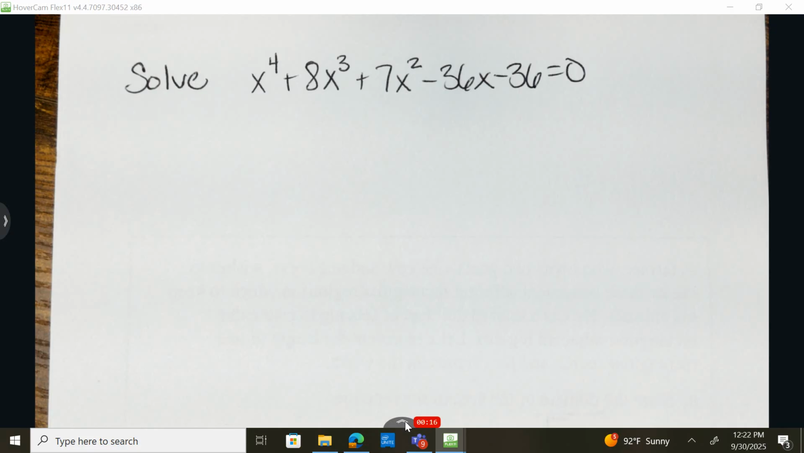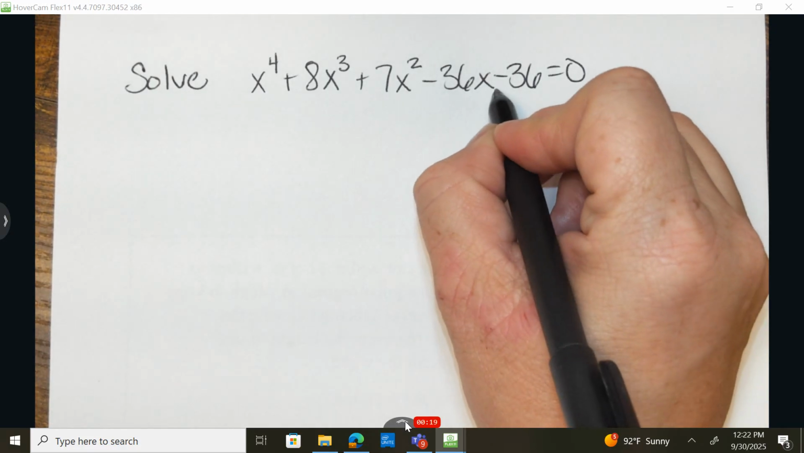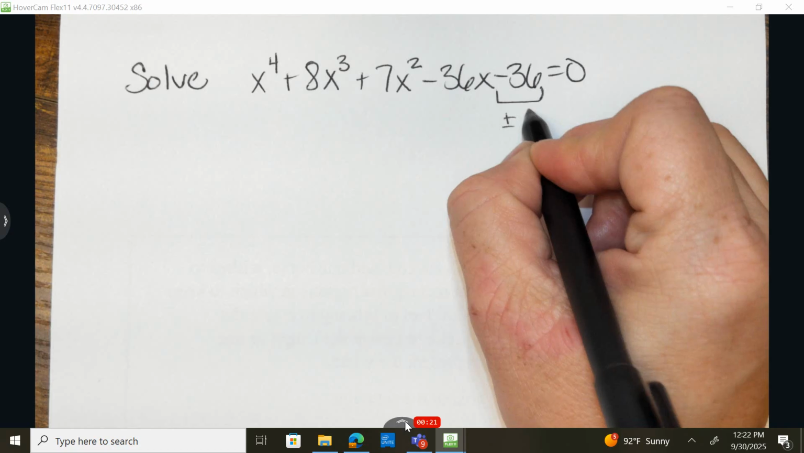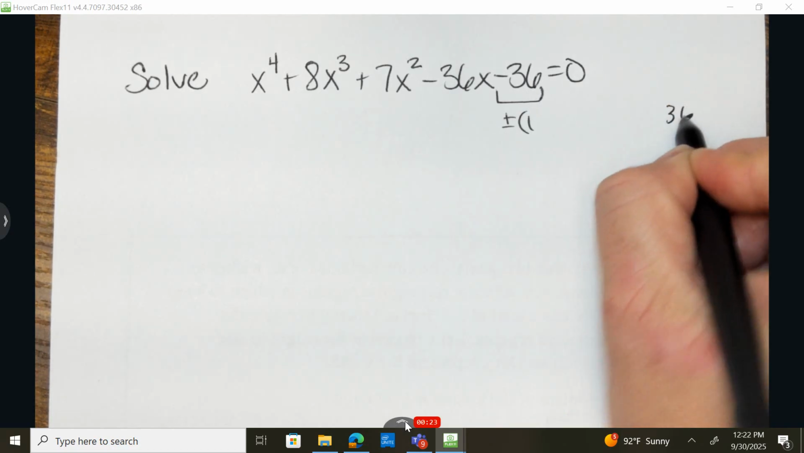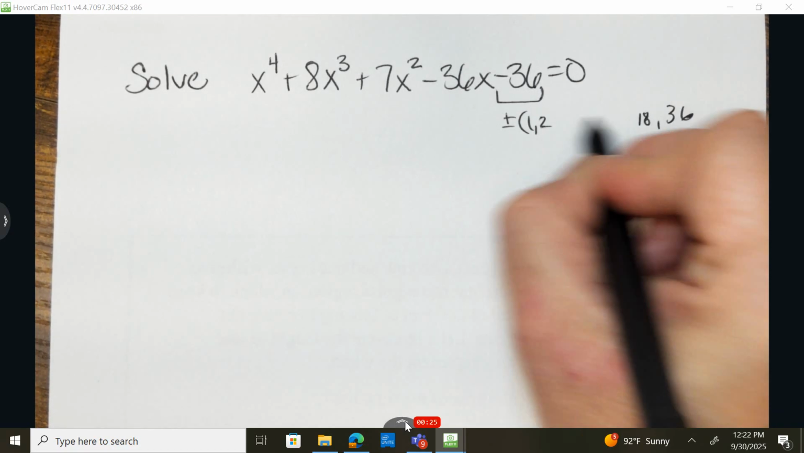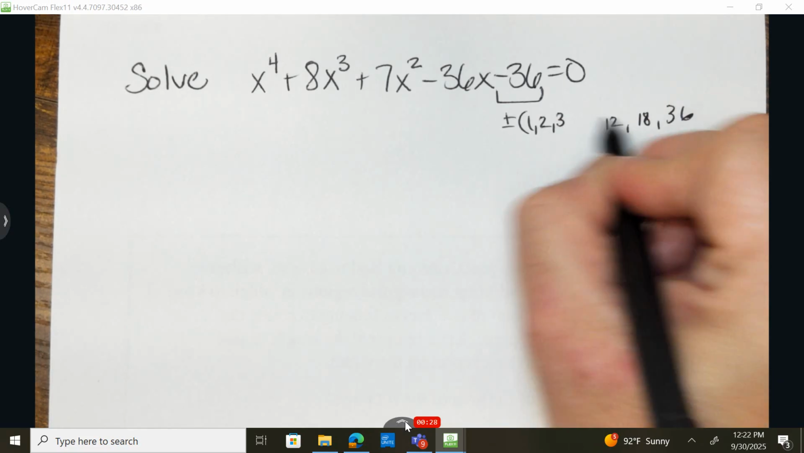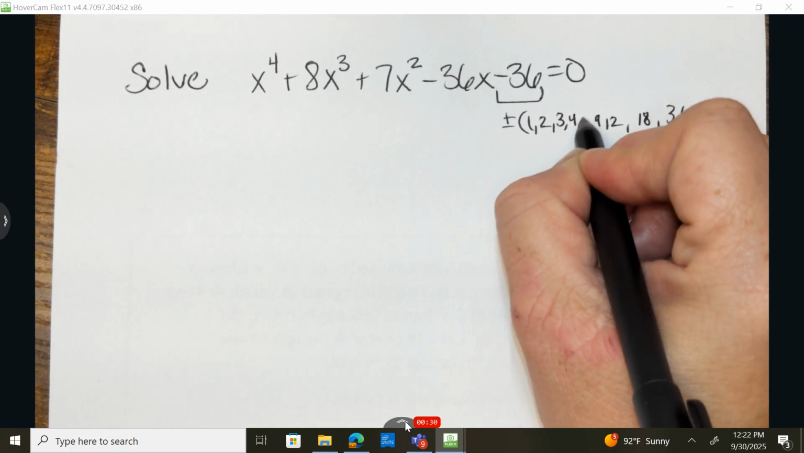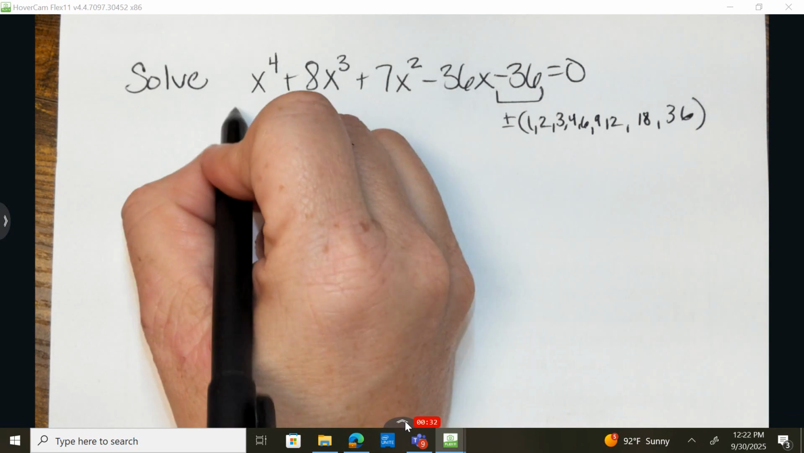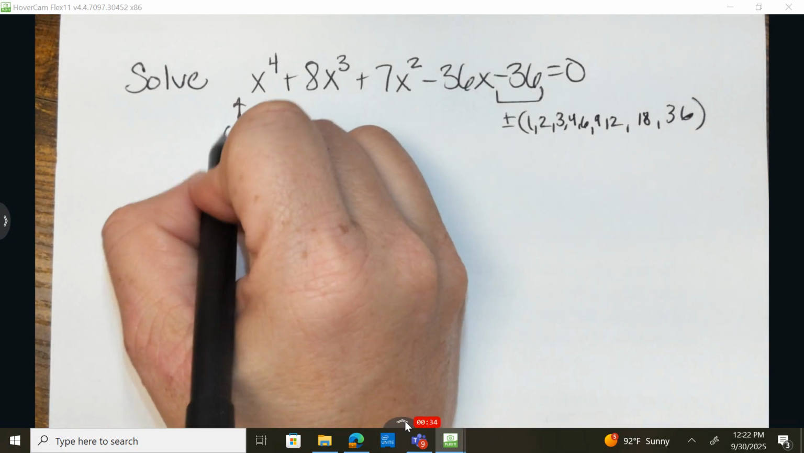This is not a calculator-related problem. So how do I go about solving this? Well, first let's list all the factors of 36. 1 times 36, 2 times 18, 3 times 12, 4 times 9, and then 6 times 6. We can write 6 ones. The great thing is the leading coefficient is 1.